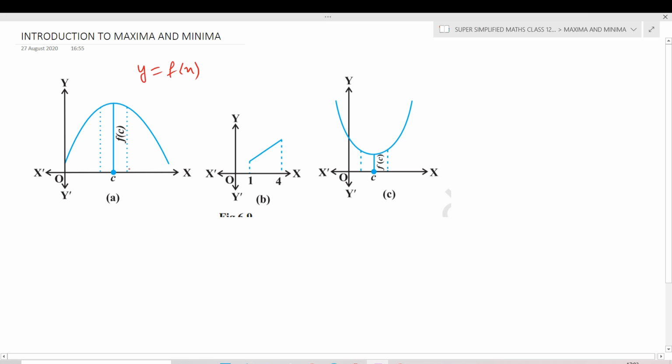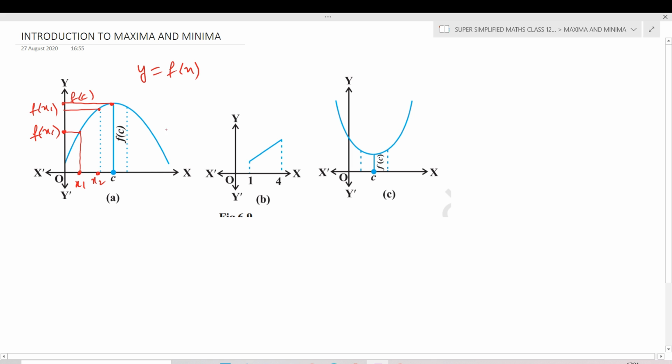Now in this graph you can see, let us consider this point, let it be x1, and if you want to find the value of the function at the point x1, you draw a line parallel to the y-axis and then you reach here. So this is the value f(x1) corresponding to the point x1. Now consider any other point x2 and the corresponding value of the function f(x2), and this is the point c and the corresponding value of the function is f(c).